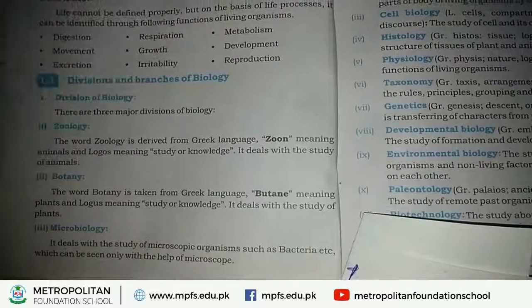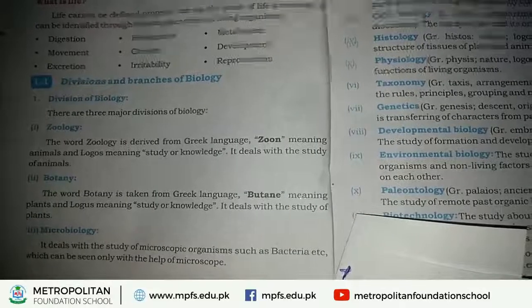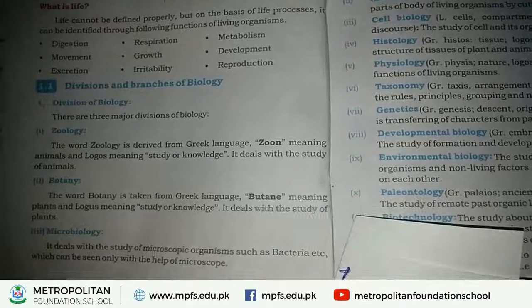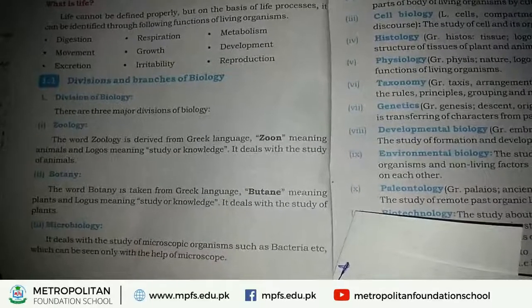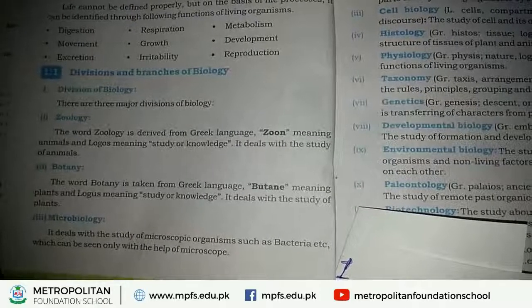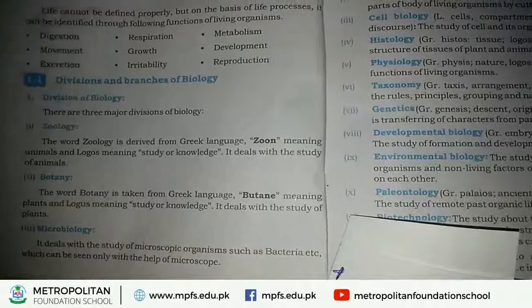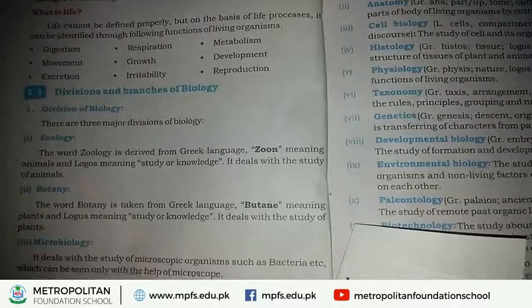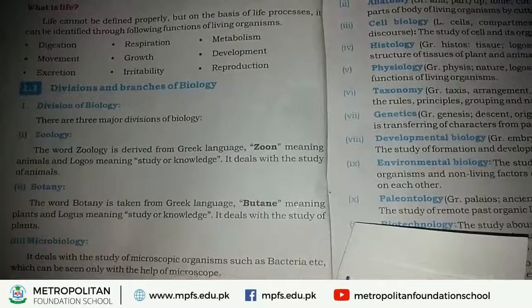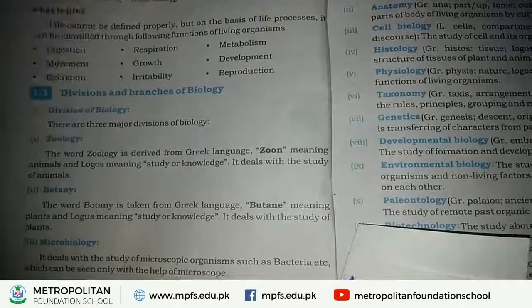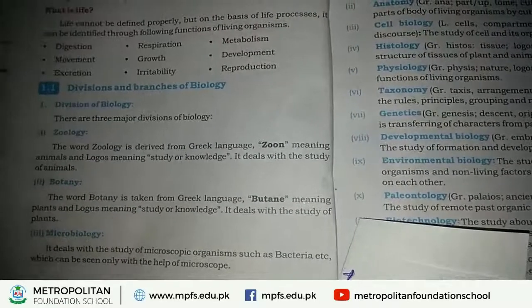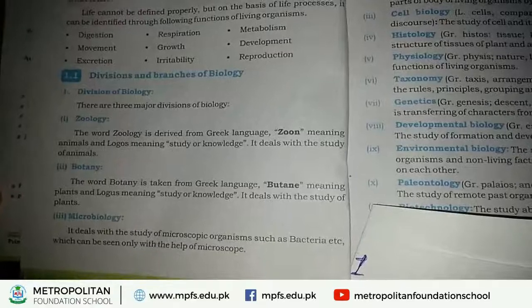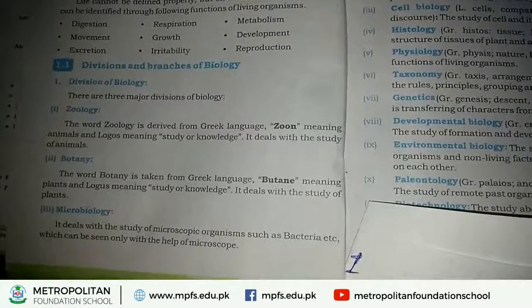In this branch, microbiology, we study about microscopic organisms. We already discussed what microscopic organisms are: those organisms which are small in size and never seen by the naked eye. For example, bacteria, very small in size and never seen without a microscope. That's why the study of these microorganisms is called microbiology. I hope students you understand the divisions of biology: zoology, botany, microbiology.